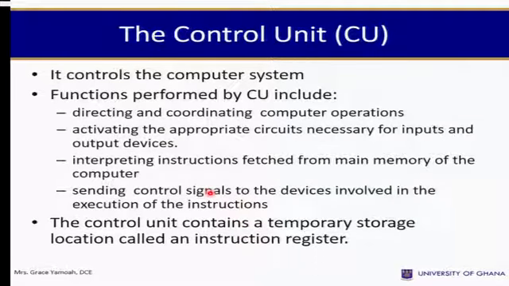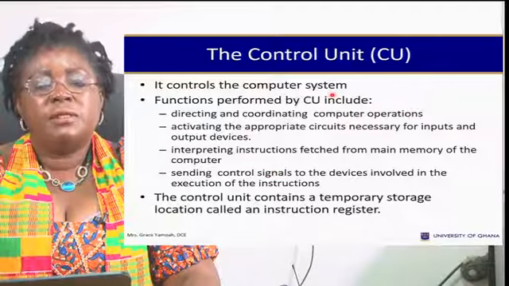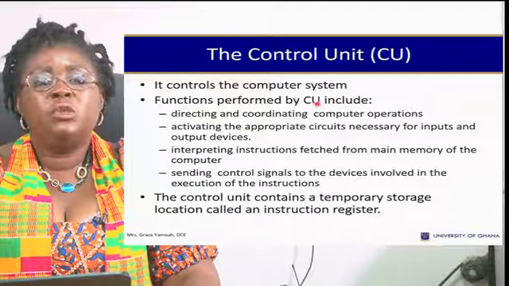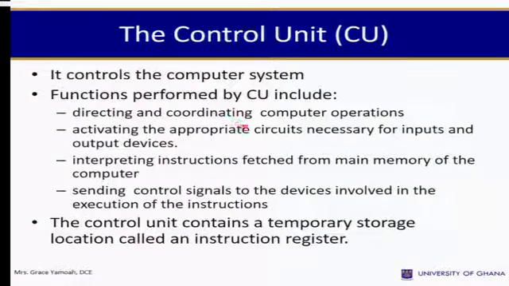The control unit. It controls the computer system. Functions performed by the CU include directing and coordinating computer operations, activating the appropriate circuits necessary for input and output devices, interpreting instructions fetched from the main memory of the computer, sending control signals to the devices involved in the execution of the instructions. The control unit contains a temporary storage location called an instruction register.